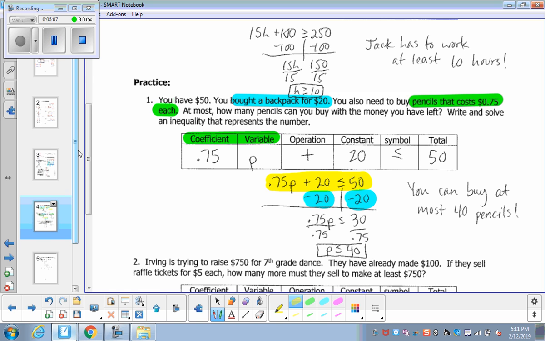Okay? Now let's read the next question before we take a look at the chart. Folks, you can pause the video at any point if you need to. Feel free to pause the video at any time.